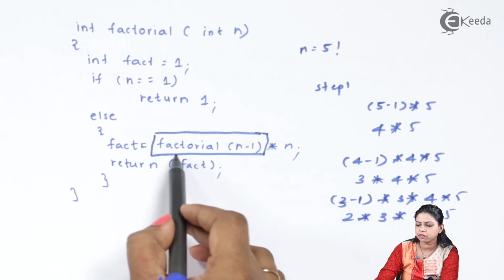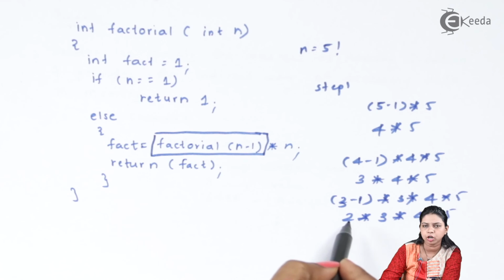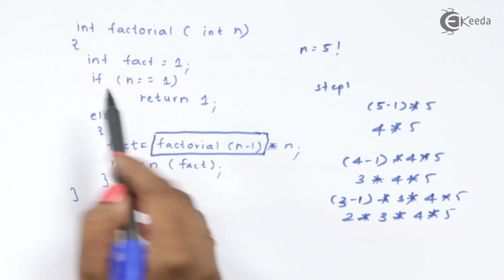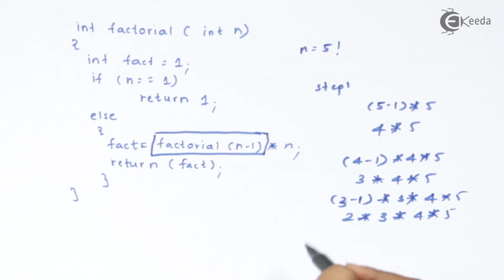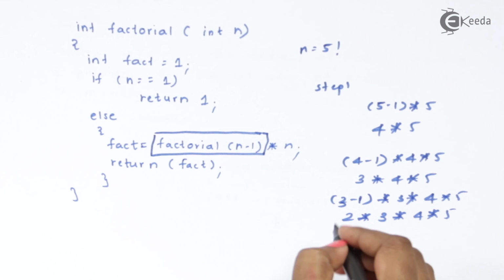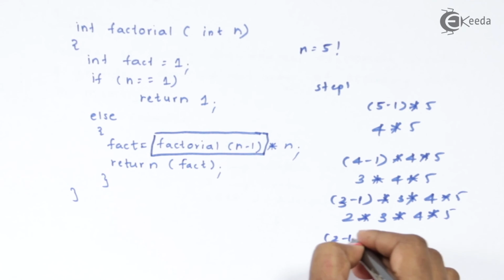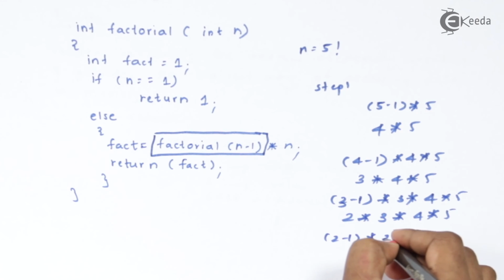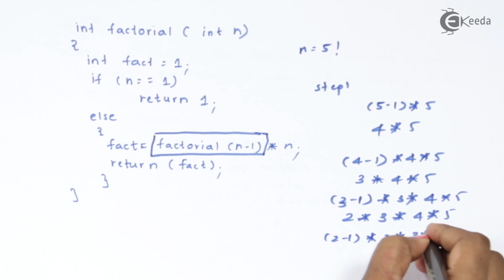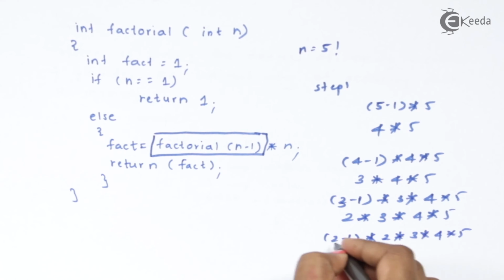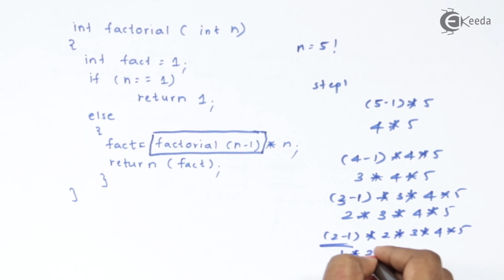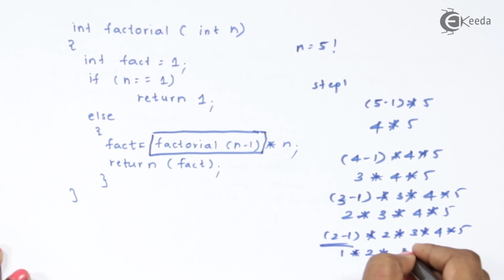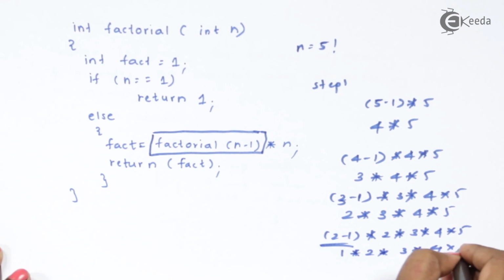So at this iteration your factorial(n minus 1) value has become 2. Till what time do we have to call the function? Till I get n is equal to 1. So again one more time the same function will get called, and at this iteration it will be 2 minus 1 into 2 into 3 into 4 into 5. Now 2 minus 1 is going to be 1, so it will be 1 into 2 into 3 into 4 into 5.